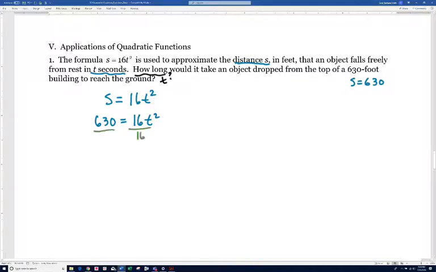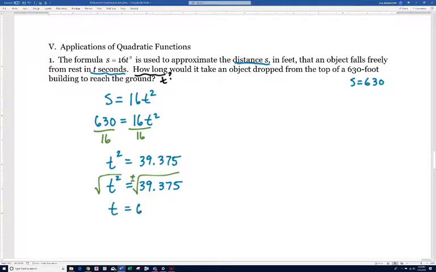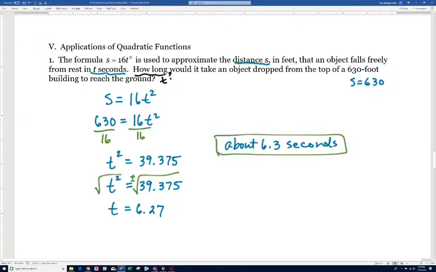So let's divide by 16 on both sides. And then we need to take the square root of both sides. Now keep in mind, this is time, so we're going to disregard the negative. It's just going to be 6.27, or it's about 6.3 seconds.